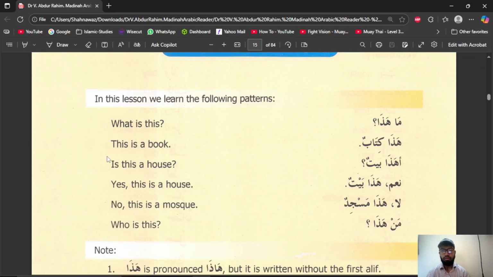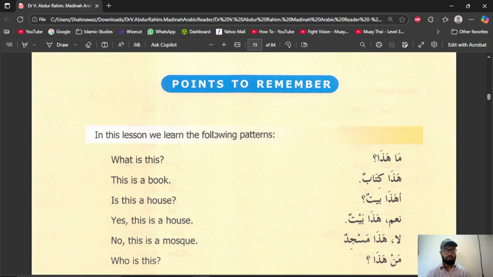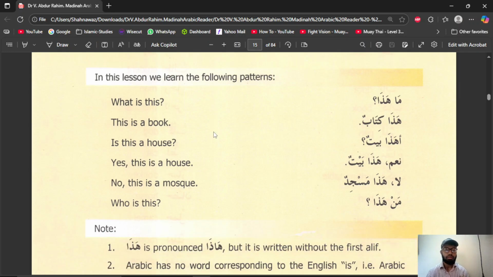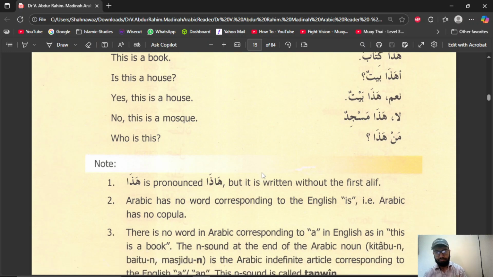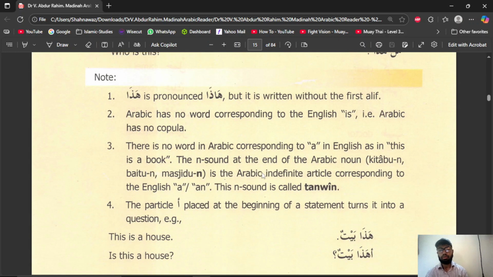So in this lesson we learn the following patterns. We learn "mahada", which basically means "what is this?" "Hada kitabun": this is a book. "Hada baytun": this is a house. "Na'am, hada baytun": yes, this is a house. "La, hada masjidun": no, this is a mosque. "Man hada?": who is this? Now, some points to note that you should know.